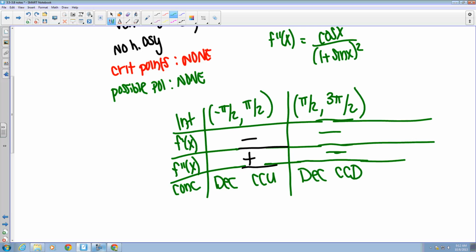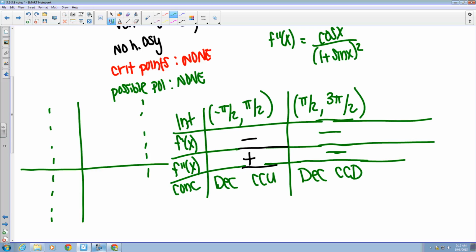Let's try to make a sketch of this. There's our first vertical asymptote at negative pi over 2, and the second one at 3 pi over 2. We have a 0 at pi over 2. And that is roughly what our function should look like. Okay, that was sketching curves, section 6.